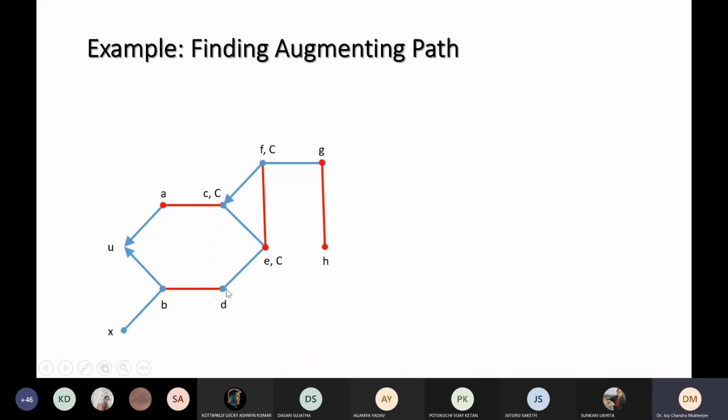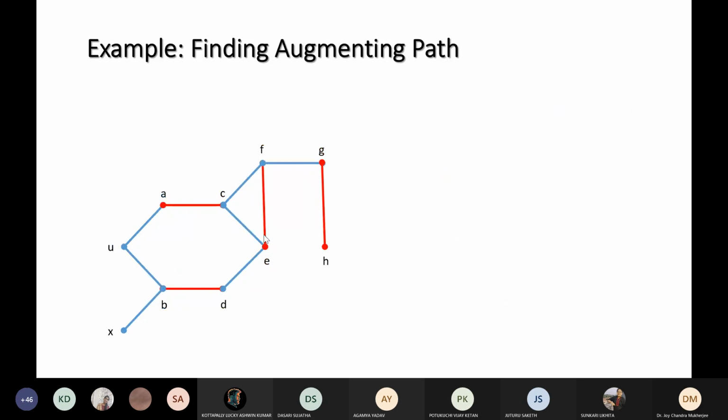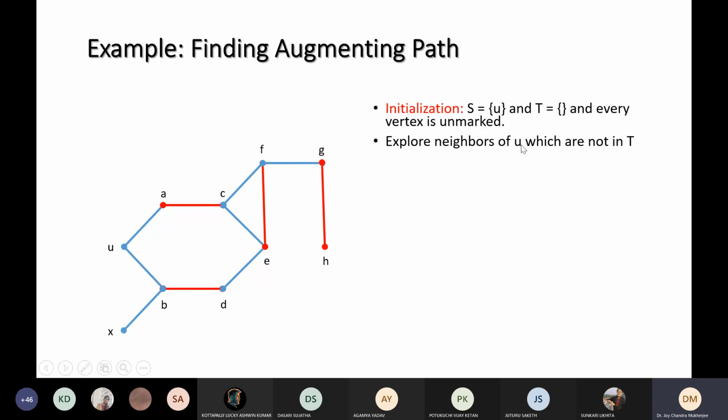Okay. So now, from C, when you do a BFS, first you reach F and E. Then when you reach from C to E, you find that E is already there in S. So what happened? Initially U is in S, T is null, and every vertex is unmarked. Now explore neighbors of U. A and B are neighbors of U which are not in T. So you do a BFS.